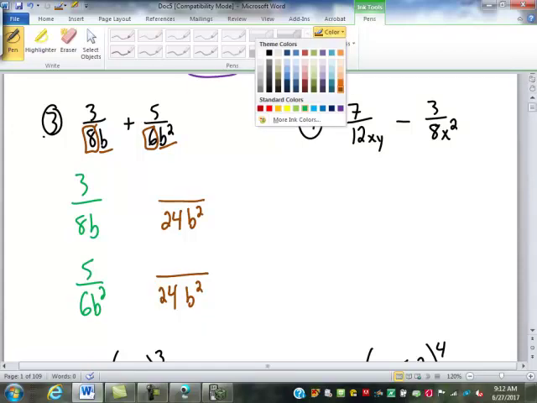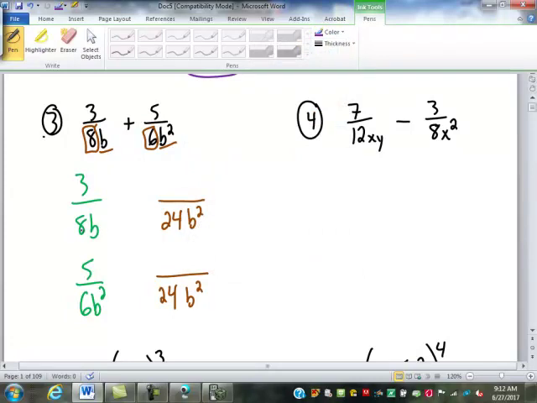So now I have to look at, oops, get back here. What do I multiply 8 by to make 24? 3. What do I multiply b by to make b squared? B, right? B times b makes b squared. So 8b has to be multiplied by 3b in order to get 24b squared. So the 3 on top has to be multiplied by 3b as well. What's that give me on top? 9b. 9b, yes. 3 times 3b is 9b.